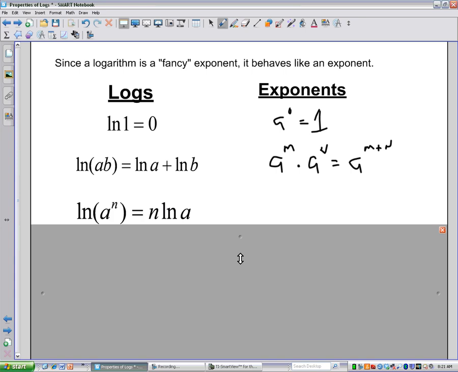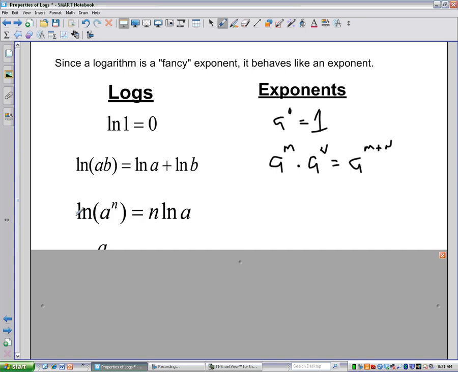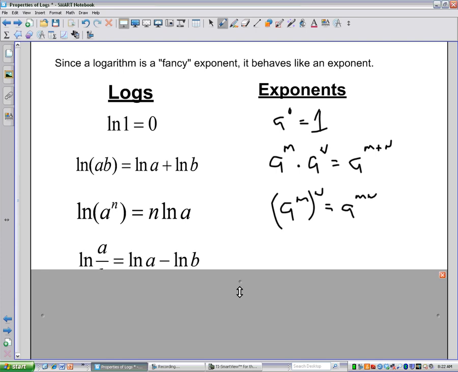Same story. Okay, if I have the natural log of a number raised to a power, what I can do is bring that power out into the front, and I can multiply it. Okay, similar situation with exponents, a to the m raised to the nth power, what would we do? We would multiply those two exponents together. The log of a is an exponent. Raise that exponent to an exponent, we're just multiplying them together. So we multiply the exponents so we can bring that down in front. It's a very helpful little process.